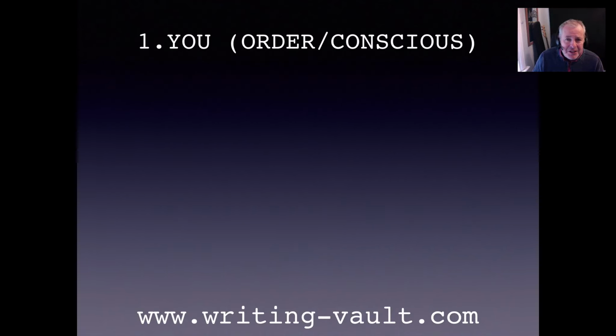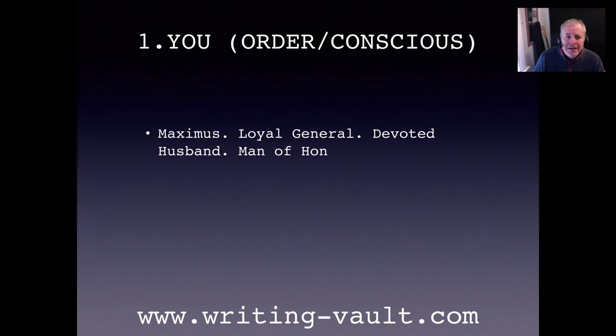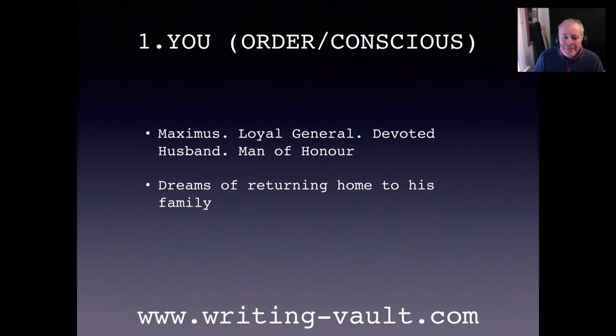So the first one is you, and here we get established that the main character is Maximus. He's a loyal general, he's a devoted husband, devoted to his men, he's a man of honor. He's a character that we have lots of empathy for because he's not like a barbaric soldier. His main dreams are not of fighting and leading Rome to glory, but actually returning home alive to his family.